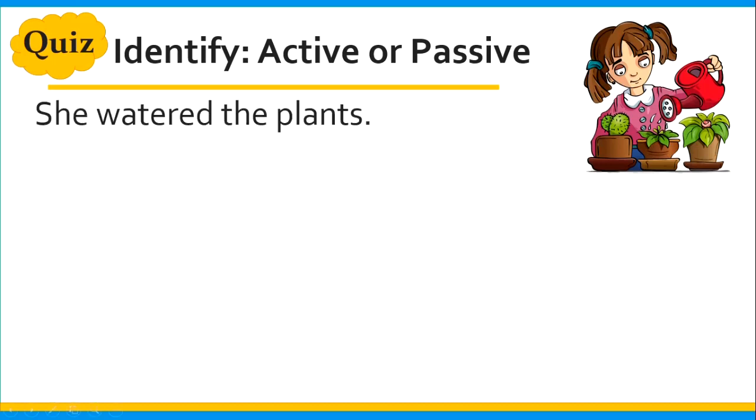She watered the plant. Is the sentence in active or passive voice? Let us see. What is the action being done here? It is watering the plants. And who is doing the action? It is the subject, she. So we say this is active voice and the subject is the doer of the action.